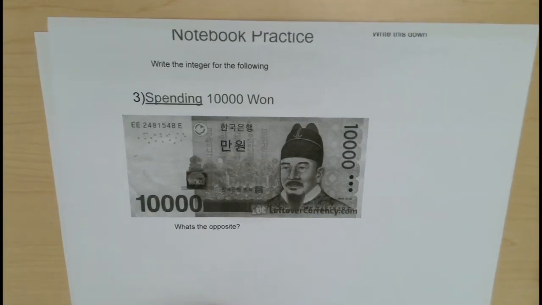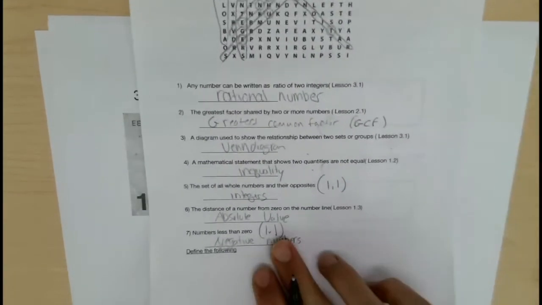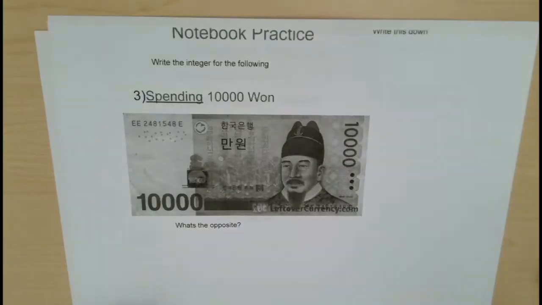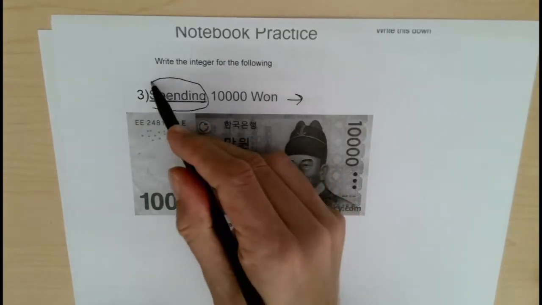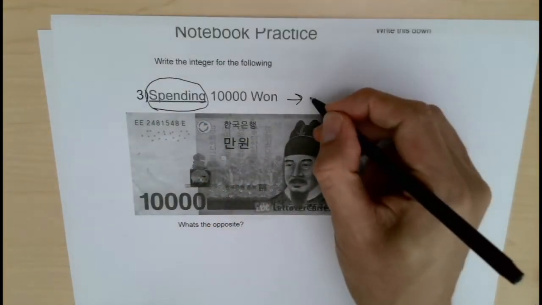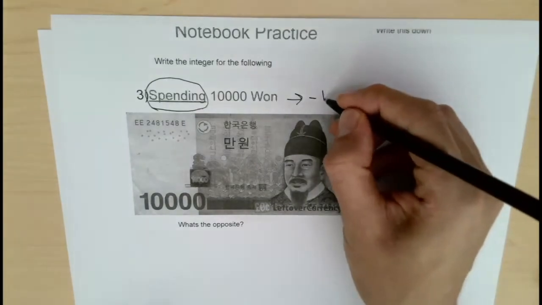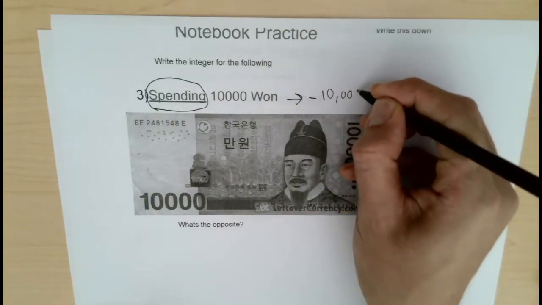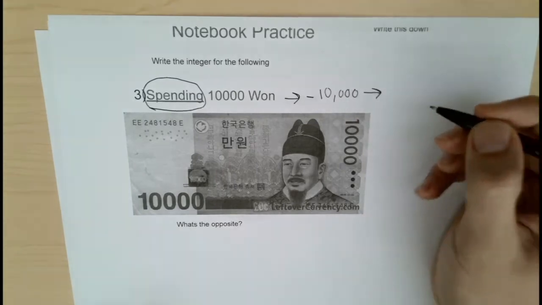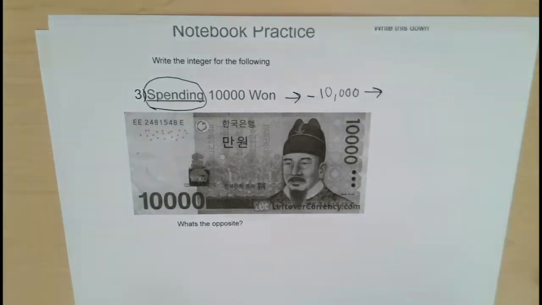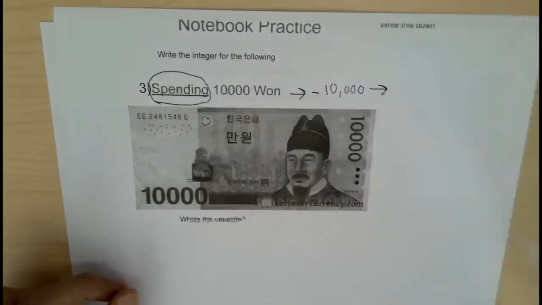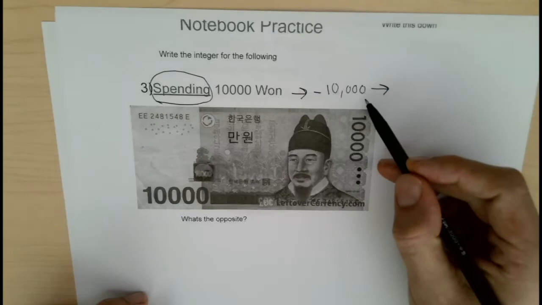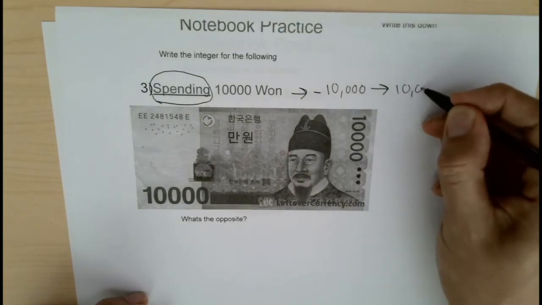Spending 10,000 won. Write an integer for the following. Remember, an integer is a set of all whole numbers and their opposites. So an integer to represent spending 10,000 won, notice how I underlined spending. Spending is a way to represent minus or negative. So we have negative 10,000. What would be the opposite of minus 10,000? Remember, opposite means a number on the other side of a number line. So if we're at minus 10,000, then we have 10,000.